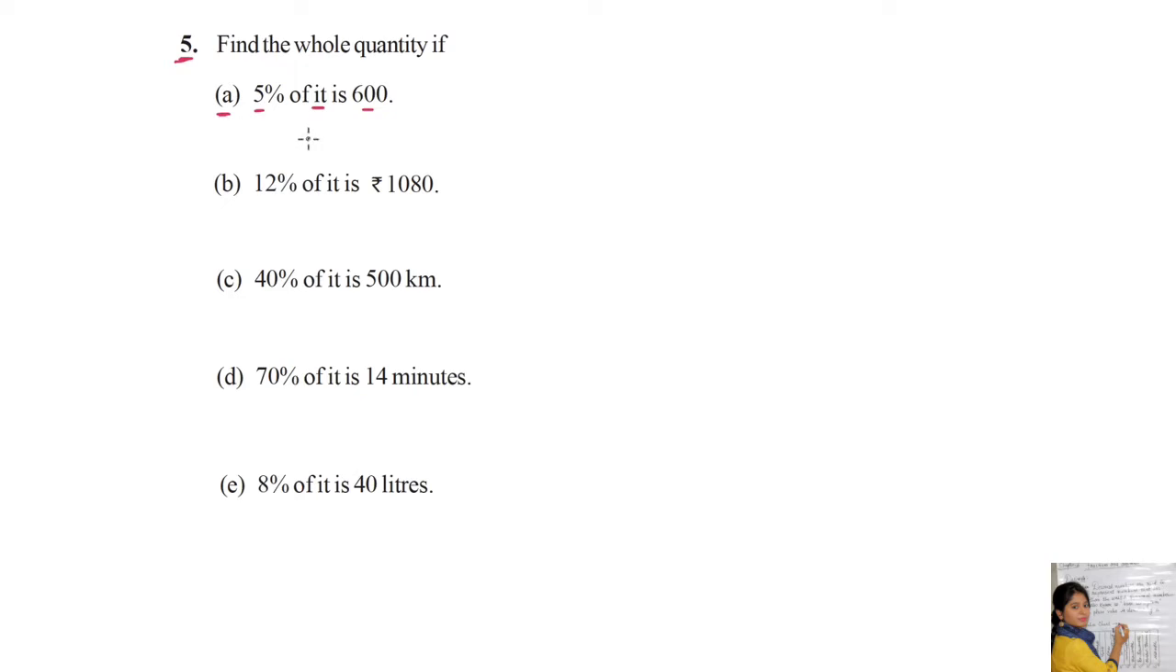So we can solve each part using two slightly different ways, using an equation approach or using a proportion approach. So basically we will try to solve all these parts using both approaches. So let's start. For part 1, we have 5% of an unknown quantity and that is given as 600. So let me assume the unknown quantity as x.